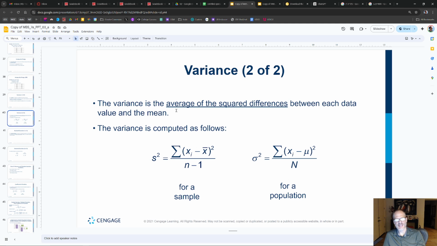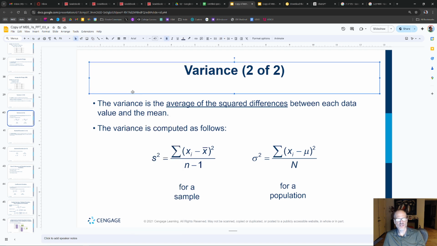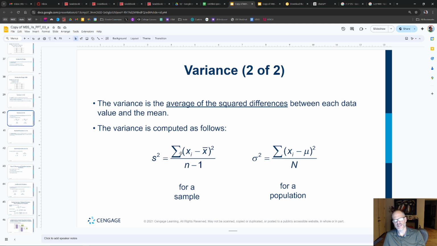And the variance is the average of the squared differences between each data value and the mean, right? So that's kind of interesting, the average of the squared differences between each data value and the mean. It's like if that's how much each data value varies from the mean, the variance shows us the average of how much each data value varies from the mean.